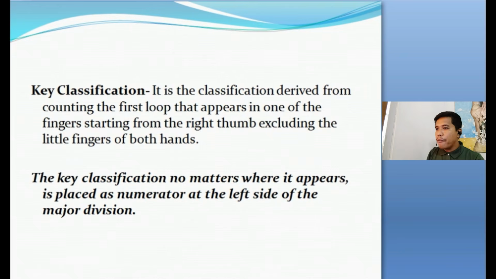So, key classification: whatever is the first loop starting from the right thumb will be your key classification. For example, your right thumb is an ulnar loop with ridge count of 13. In that case, your key classification is 13. But if your right thumb is plain whorl, your index is plain arch, and your middle finger is a radial loop with 20 ridge count, in that case 20, which is the first loop, shall be your key classification. So how much? 20. The key classification, no matter where it appears, is placed as the numerator at the left side of the major division. Take note also of that policy.